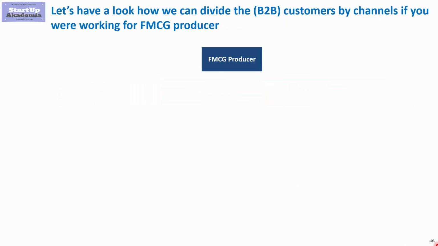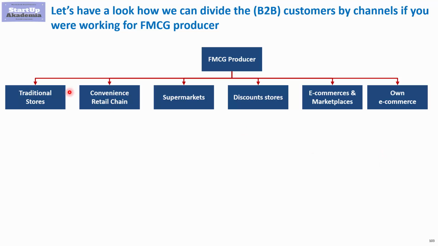And the final example is the FMCG producer. So he will be using 2 segmentations actually, one to look at the end consumers, but bear in mind that he's selling in most cases through some sort of a middleman, a retailer, and therefore we have segmented the customers by sales channels. So we've got traditional stores, convenience retail chains, supermarkets, discount stores, e-commerce and marketplaces, and his own e-commerce. So he also has some sort of a direct distribution.